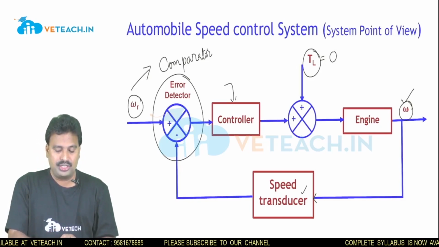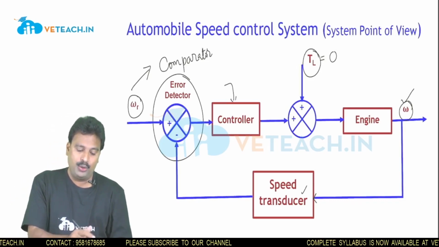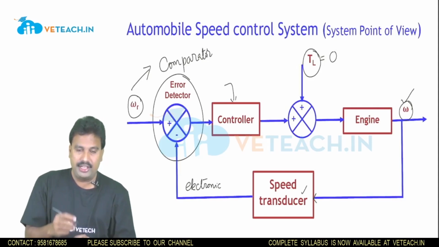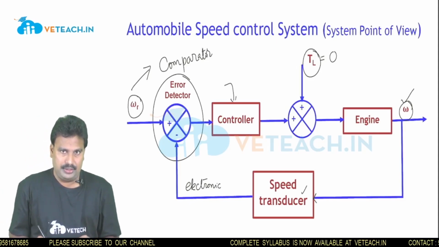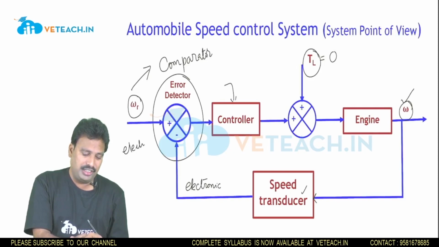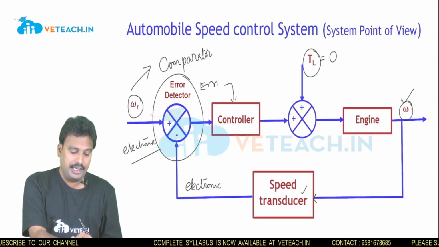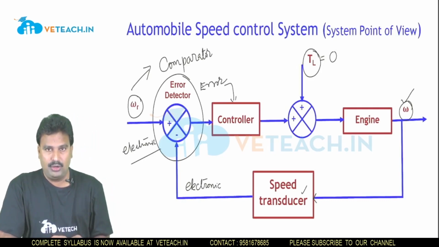This transducer will convert the speed into an electronic signal, so that the comparator, which is an electronic circuit made with operational amplifiers, can work with it, and the reference speed is also an electronic signal. The comparator will generate the error. Based upon the error, the controller will take its control action.